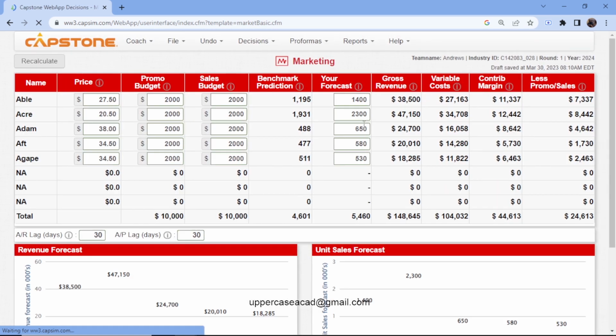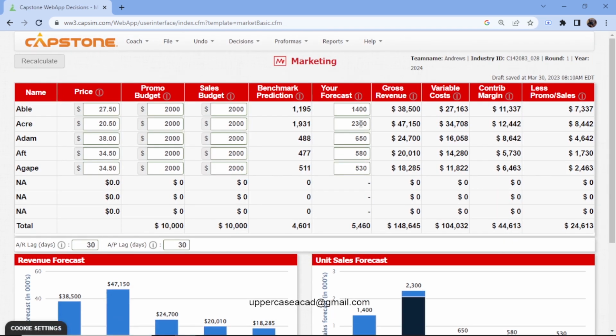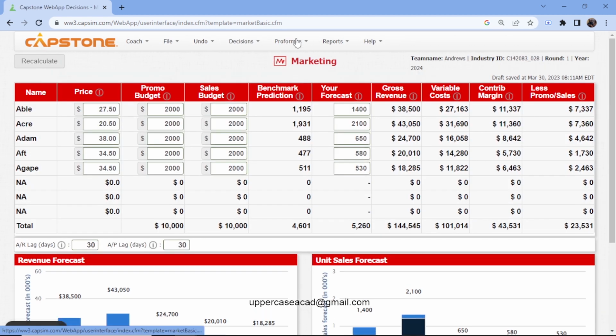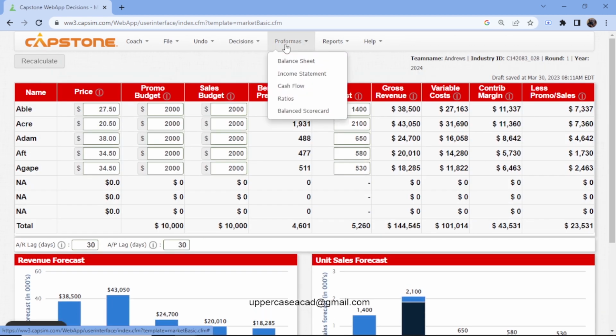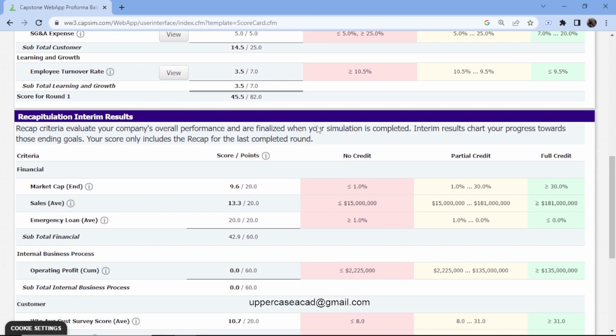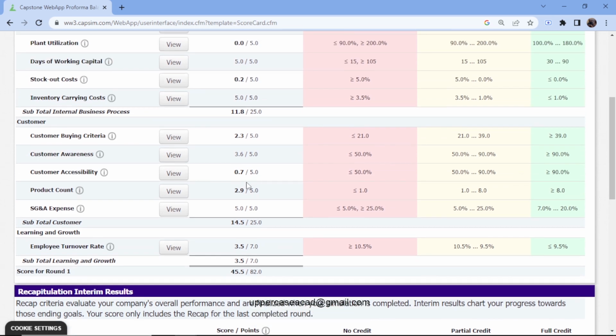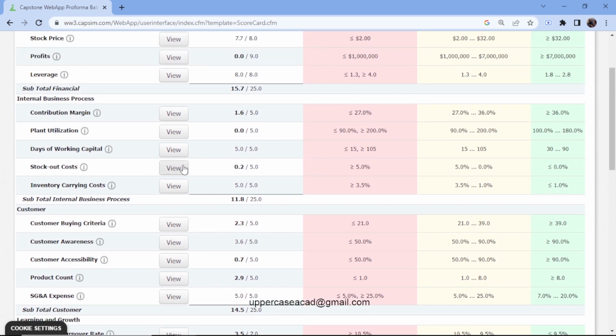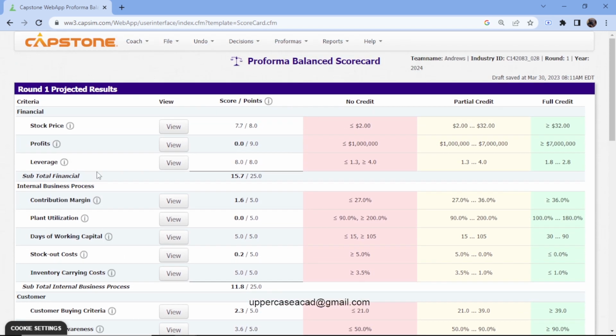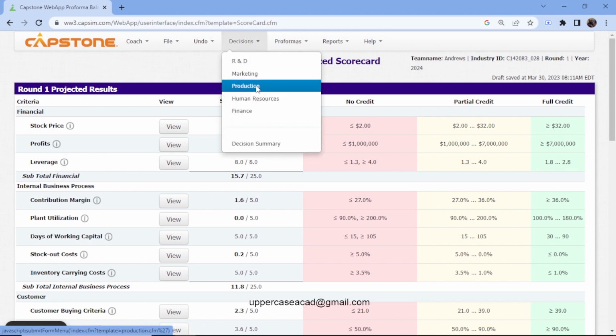So still I can decide to change my Eka product. Let me say I'll sell 2,100. So if I look at my balance scorecard, I realize that my score is 45.5. So I don't have points in my stock out, my plant utilization, my contribution margin, and my profit segment. So let's move on to production.